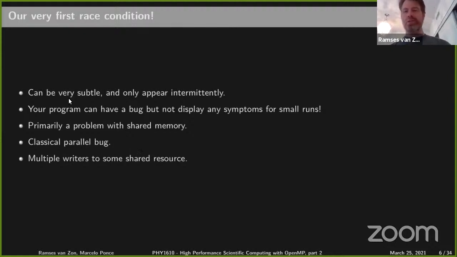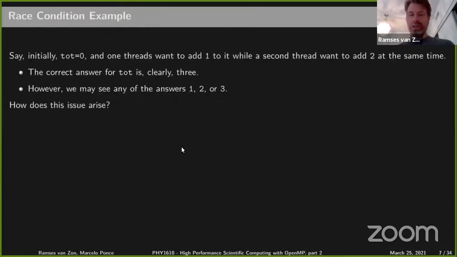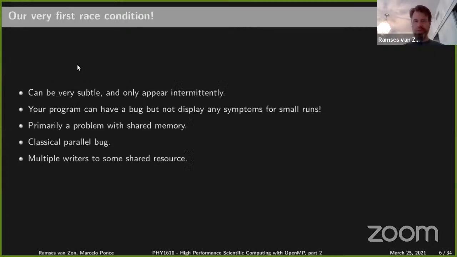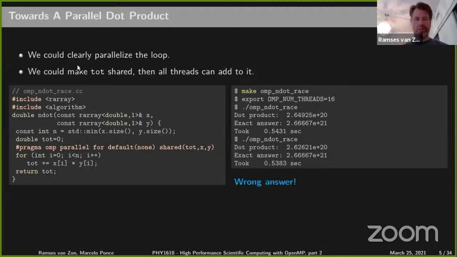Sometimes you only see it when you scale up the size of your program. It's quite possible that if we did this for a factor of 10 fewer elements, we would not see it. And it's a problem with shared memory. It's a classic parallel bug. The thing that's going wrong here is that we have multiple threads writing to the same shared resource. That resource is tot. You can see it in the code. Let's go back. Here's the code. They are writing at the same time to the variable tot.